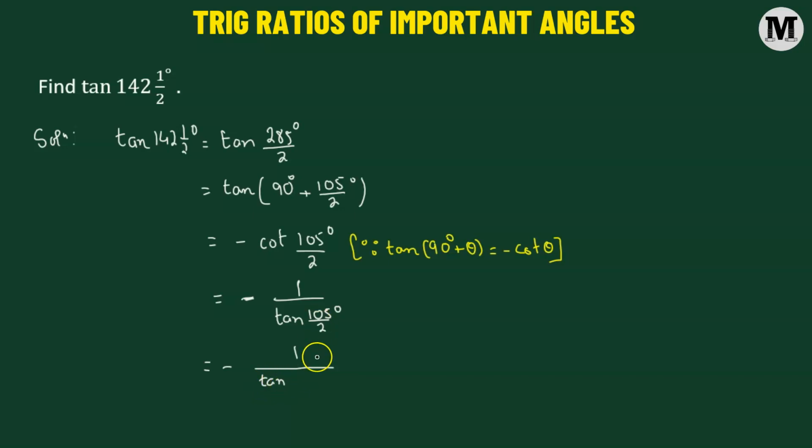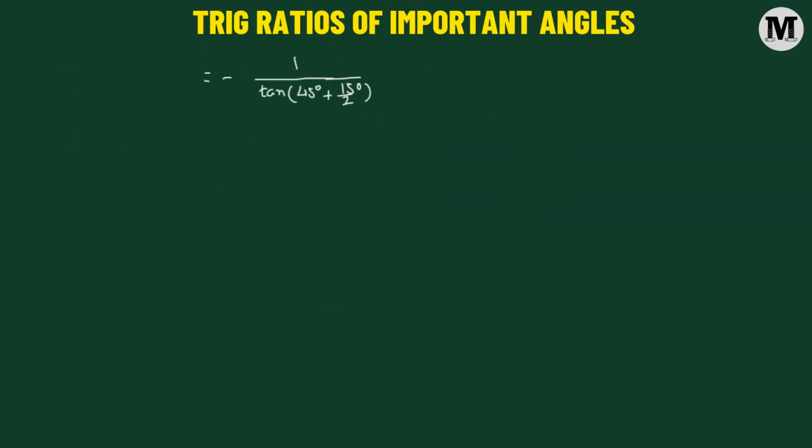Now what we can do is rewrite tangent of 105 over 2 degrees. We will take 105 over 2 and rewrite it as 45 degrees added to 15 over 2 degrees. Now we'll be applying our formula here. Whenever we have tangent of angle A plus B, this will be equal to tangent of angle A plus tangent of angle B, whole divided by 1 minus the product of tangent of angle A and tangent of angle B.